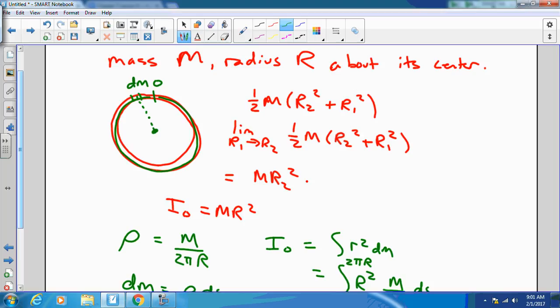Density times, yeah, so here, as I go around like this, because my hoop is really thin, I only have one dimension to consider. Yeah, so I'm not doing it in terms of area, I'm doing it in terms of length.